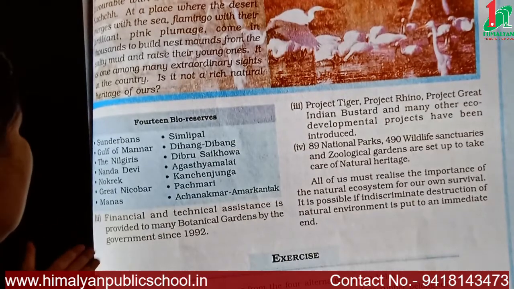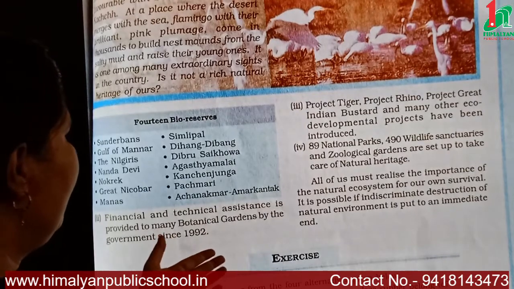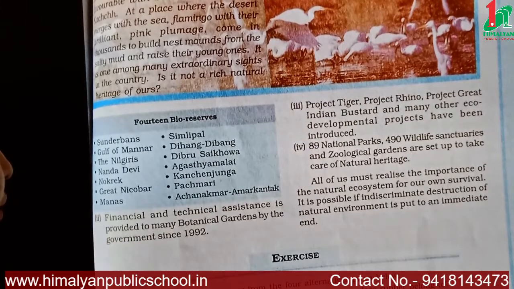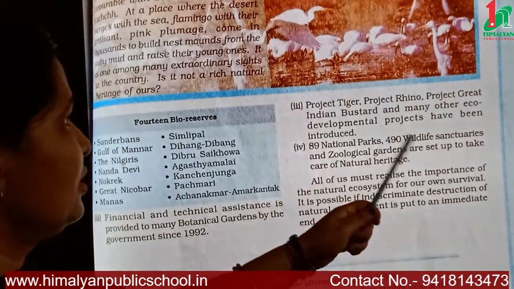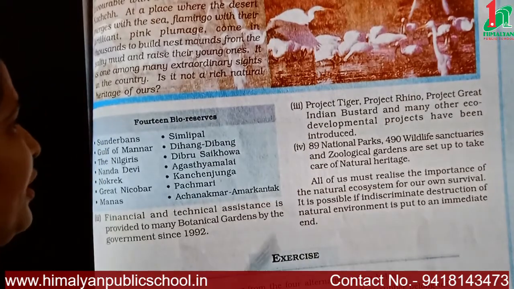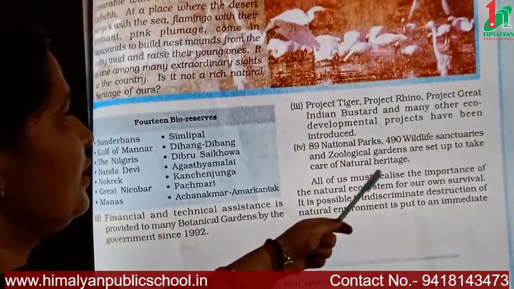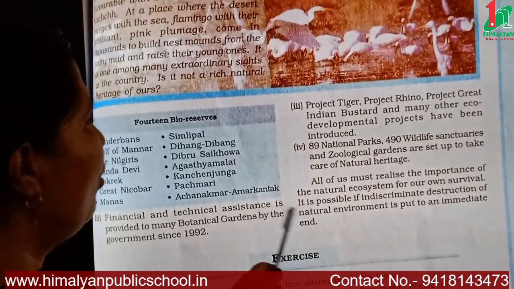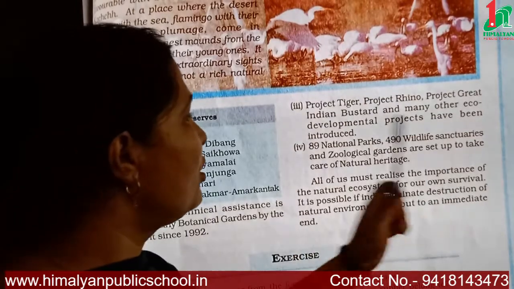So next, financial and technical assistance is provided to many botanical gardens by the government since 1992. Then after Project Tiger, Project Rhino, Project Great Indian Bustard and many other eco-development projects have been introduced. Then 89 National Parks, 490 wildlife sanctuaries and zoological gardens are set up to take care of natural heritage. Then all of us must realize the importance of natural ecosystem for our own survival.